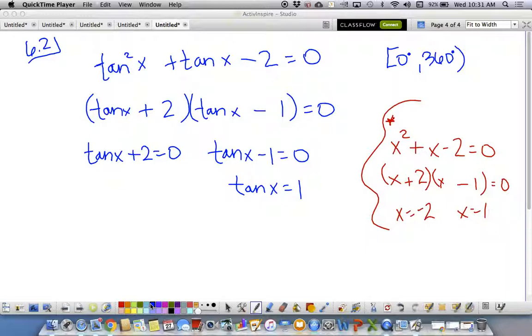When does tangent x equal 1? Between 0 and 360 degrees. 90? Oh, it's 45. So our triangle that Emily wanted us to draw is 45, 45, 90. So x equals 45 degrees. Is that our only answer just in this piece? No. Where is tangent positive? Quadrant 1 and 3. So I'm going over here. It's in quadrant 1 and quadrant 3.